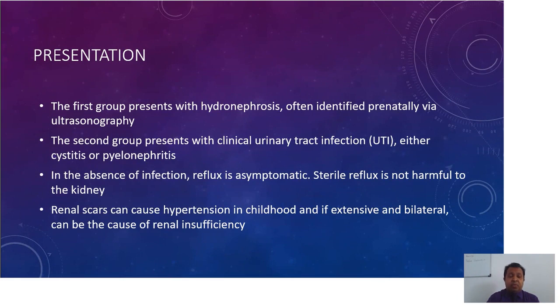The second group of children mostly present with urinary tract infection in early childhood or in infancy. They present either with cystitis or pyelonephritis. There is a misnomer that these children can only present with pyelonephritis. This is wrong, and some of these children with vesicoureteric reflux can present even with lower urinary tract infections. Therefore, both upper tract and lower tract infection are known presentations.